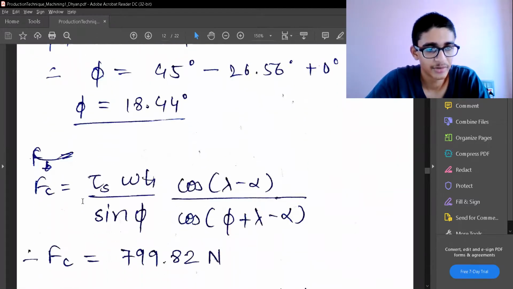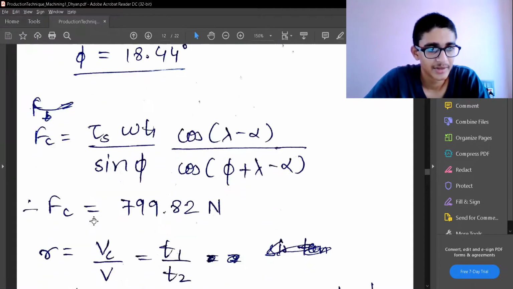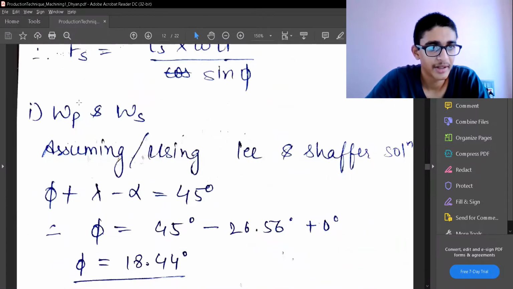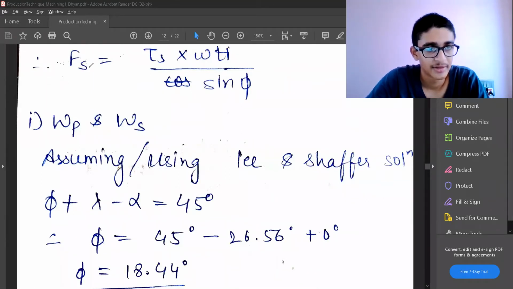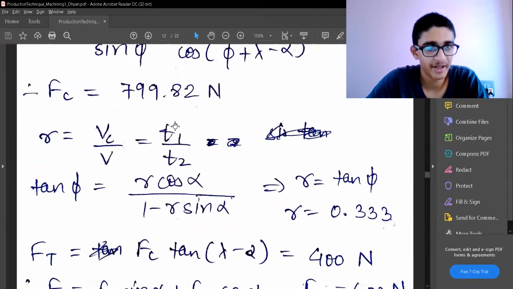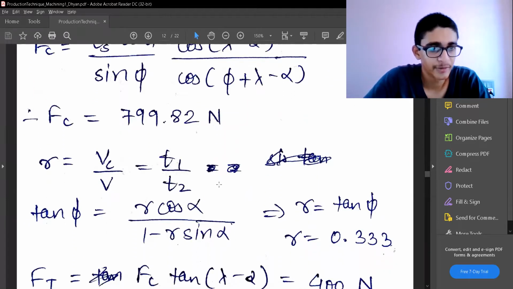We have got the phi. All other things are already given, so we can estimate the cutting force. This is not the shear force F, this is the cutting force. Actually, this is a cutting force, so it doesn't matter much. We have only one large force which comes into the picture while machining. So we have got the machining cutting force.